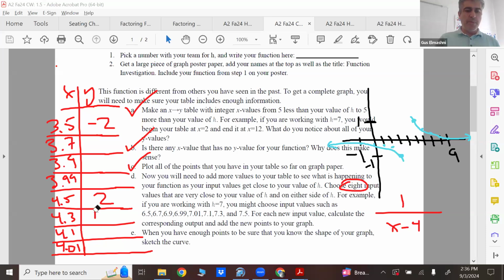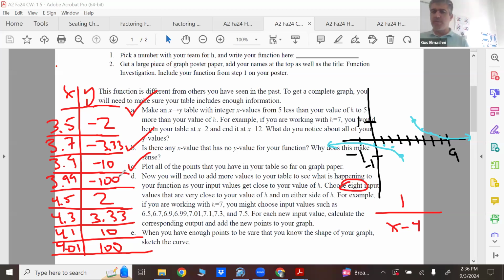So that should be 3.3 repeating. Then this one should be, I think, 10. And then 100. And that will be negative 3.3 repeating, negative 10, and negative 100. Just trust me, that's what you get if you plug those in. So, yikes, that's crazy, right?